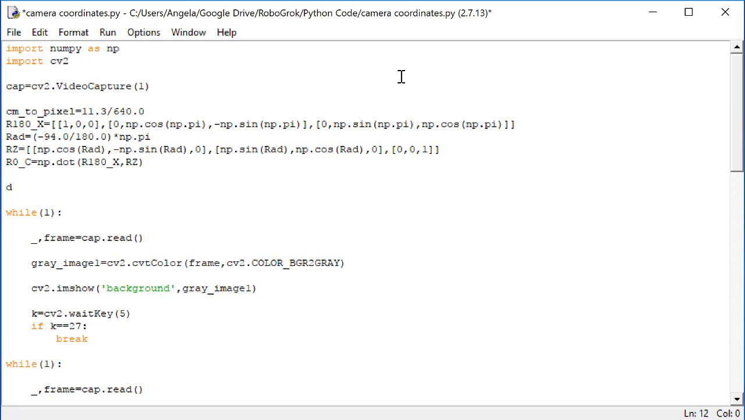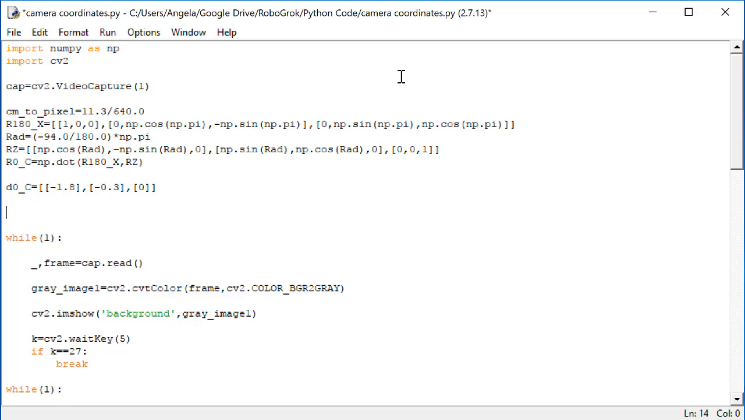Let's put in our displacement vector, D0C. D0C is equal to negative 1.8, and that's all there is in the first row, negative 0.3 in the second row, and 0 in the third row. Okay, now we can use these things to fill out our homogeneous transformation matrix, H0C.